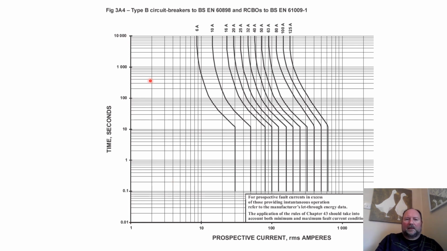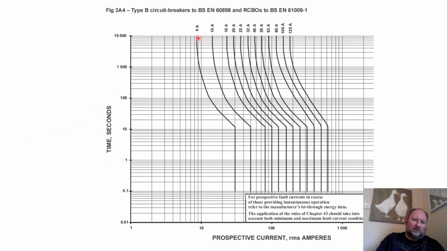Current across here. Make sure you choose the right graph for the device that you've got. They also do graphs for C-type breakers and D-type breakers, as well as semi-enclosed fuses to BS 3036. They do fuses to BS 88-2, which is your HRC, HBC fuse, BS 88-3, and what used to be BS 1361, which is your normal general purpose cartridge fuse. So you get a graph for each of those, so you have to choose the right one.